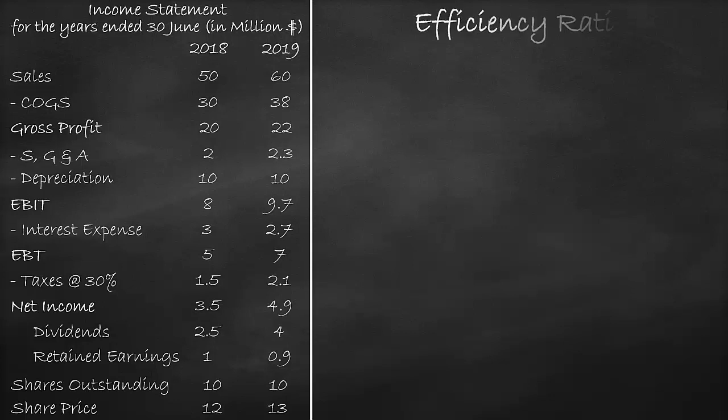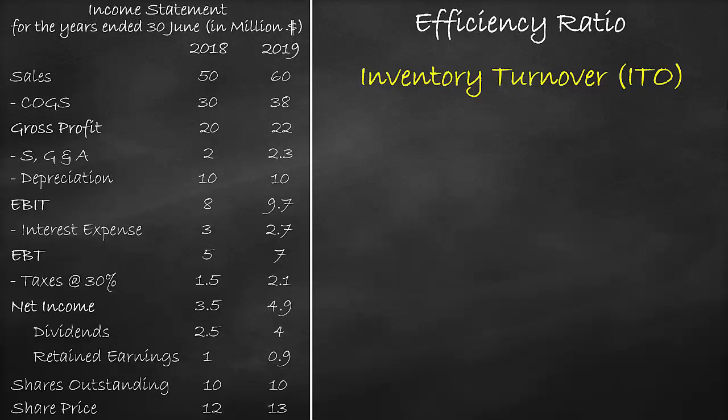An example of the efficiency ratio is the inventory turnover ratio. The inventory turnover formula is the cost of goods sold divided by inventory. We use the cost of goods sold with inventory because both of them are costs. We get the cost of goods sold from the income statement and we get the inventory from the balance sheet.